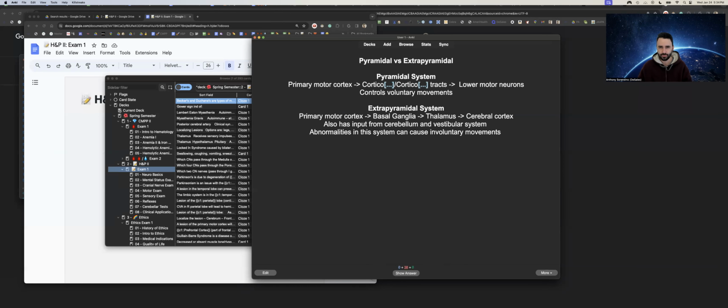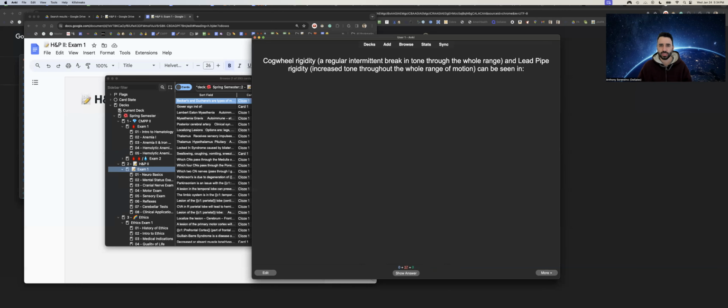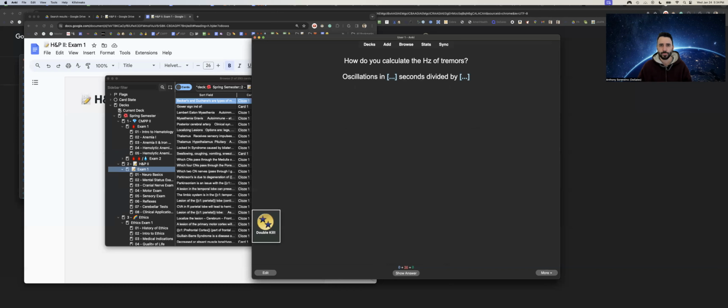Okay. Pyramidal versus extrapyramidal. The primary motor cortex gives the corticospinal tract and corticobulbar tract, which carries the cranial nerves. These are the upper motor neurons that control voluntary movement. That's the pyramidal system. Cogwheel rigidity and lead pipe rigidity, which is throughout the whole range, can be seen in Parkinson's. Yeah. Okay. How do you calculate the hertz of tremors? Oscillations in 10 seconds divided by 6.